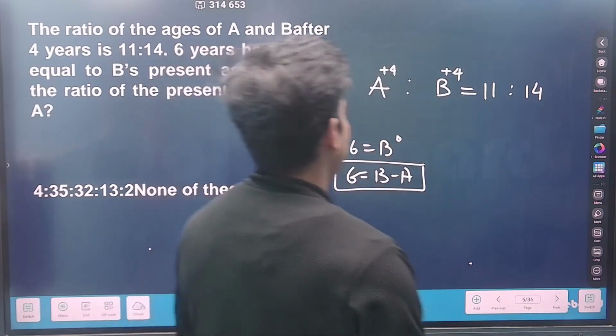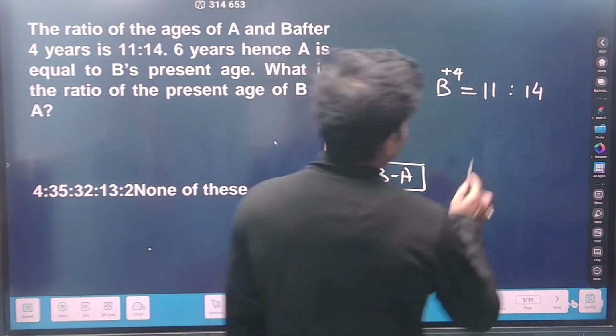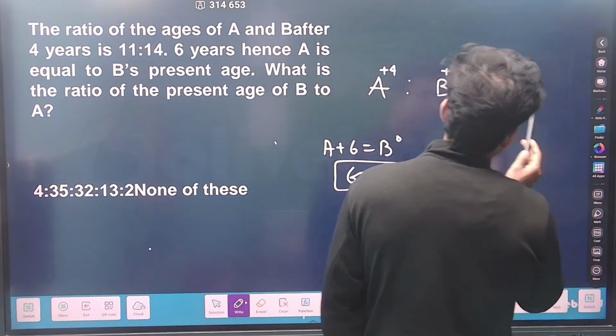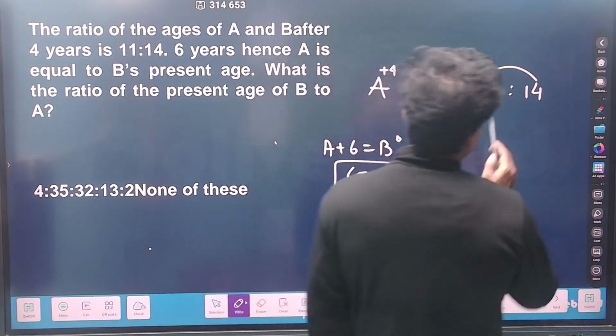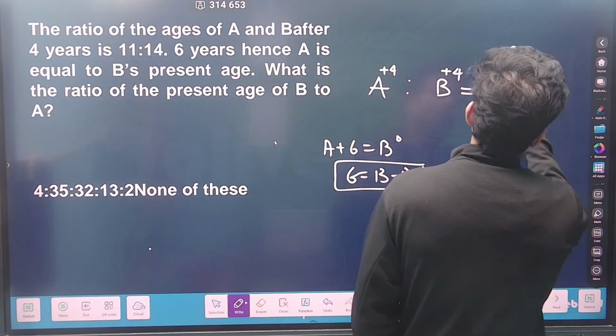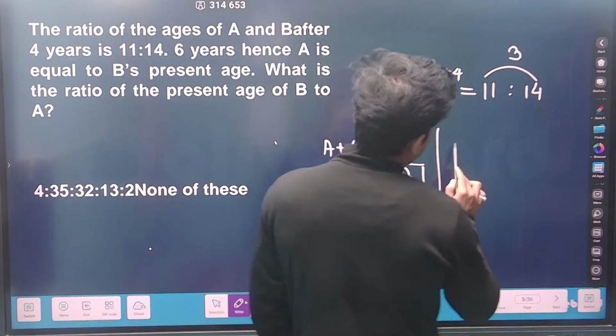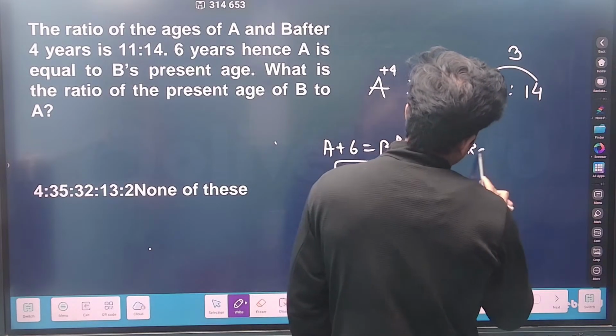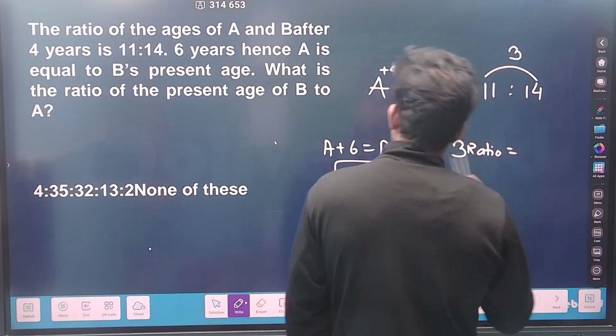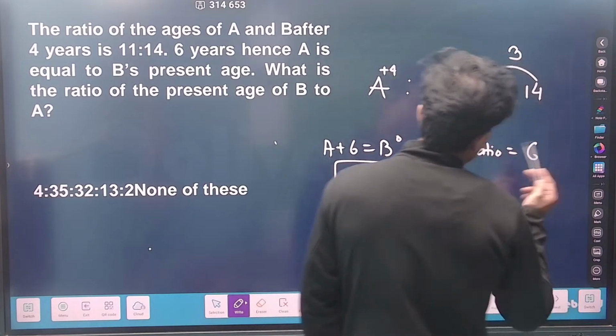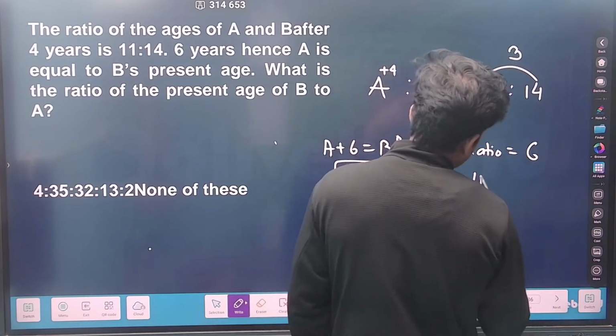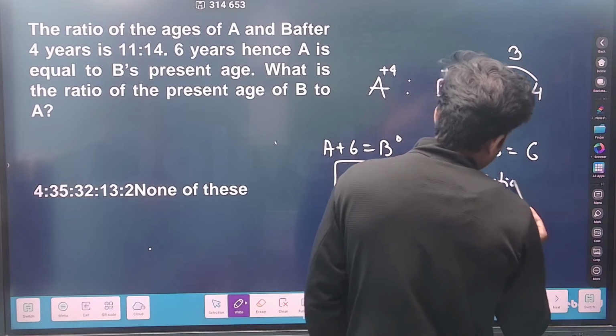Now, guys, see the point. The difference is basically here. The difference is how much? Can I say the difference is 3? Here the difference is 3. So can I say now that the value of 3 ratio is equal to 6? If 3 is equal to 6, then 1 ratio would be equal to 2.